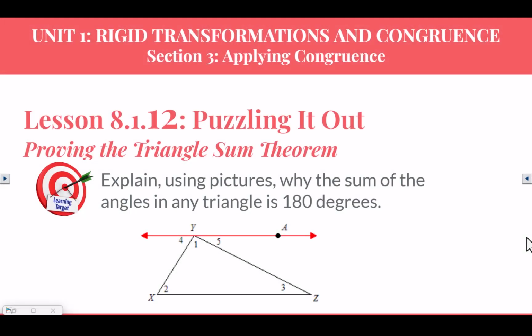Lesson 8.1.12, Puzzling It Out, Proving the Triangle Sum Theorem. In this lesson, we'll explain using pictures why the sum of the angles in any triangle is 180 degrees.